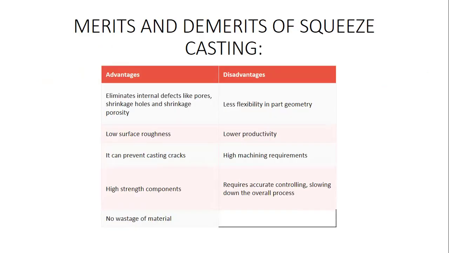Squeeze casting eliminates internal defects like cracks, porosity, shrinkage, etc. This method is considered to have less flexibility regarding maintaining the stability of the part geometry.